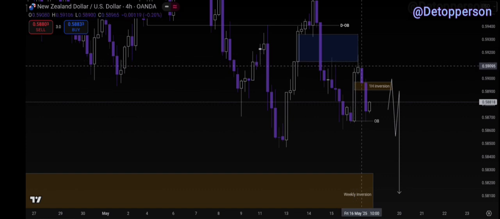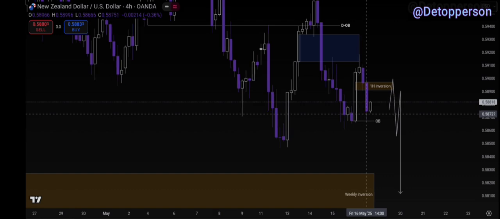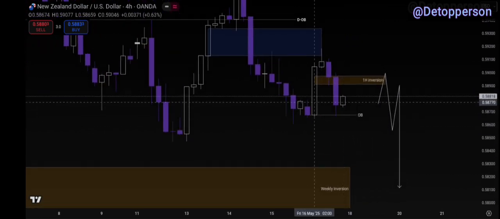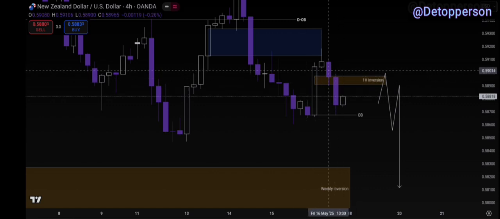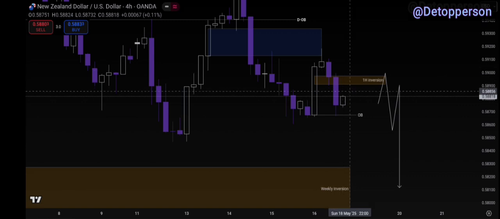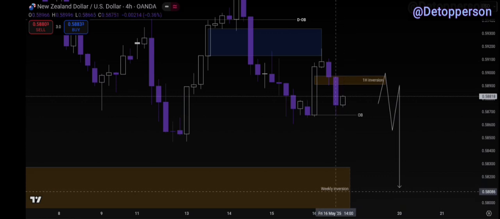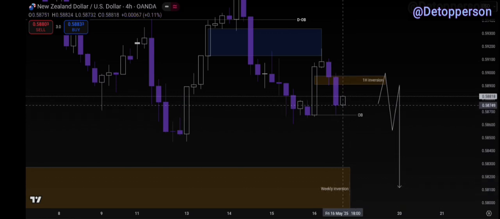Guys, you could see the rejection. It was clean, and after the rejection, price started dropping. Currently we have this inversion right here on the 4 hours time frame, and right here we have a little fair value gap. So what am I expecting? Price to go lower, probably into this level right here. Price should break this level.